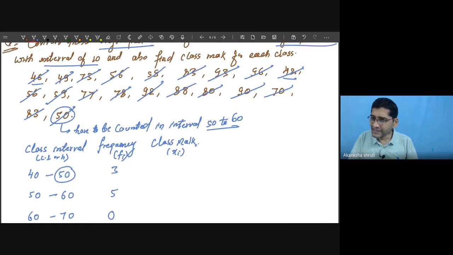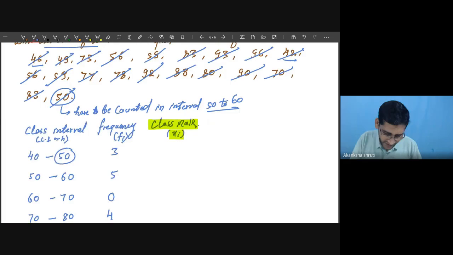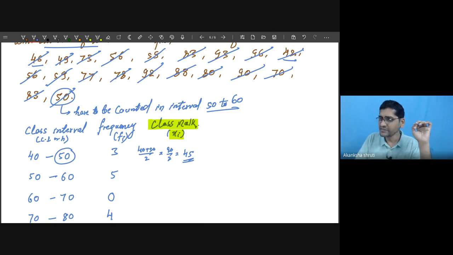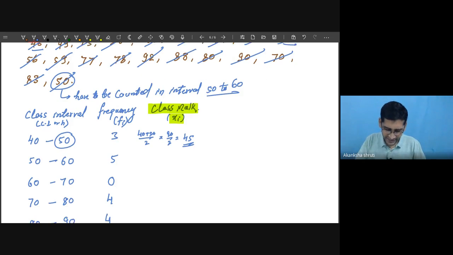Another thing, we are interested to calculate their class mark, Xi. Xi is calculated for each class interval. How can we calculate it? There will be a single number. That calculation: 40 plus 50 by 2. So 40 plus 50 is 90, by 2, it is 45. Similarly, 50 plus 60 by 2, you will get 55 for this class.